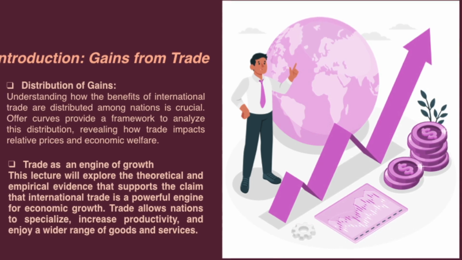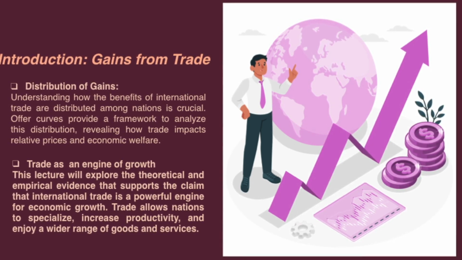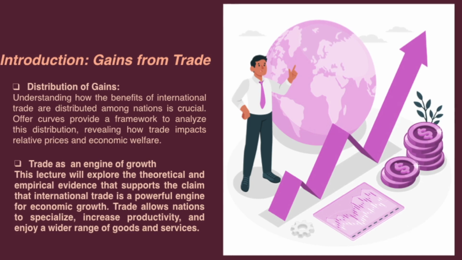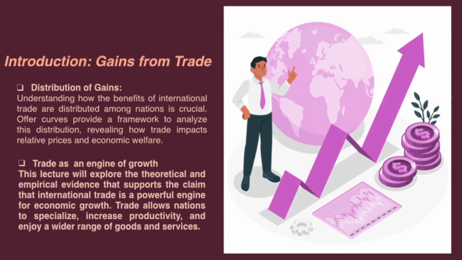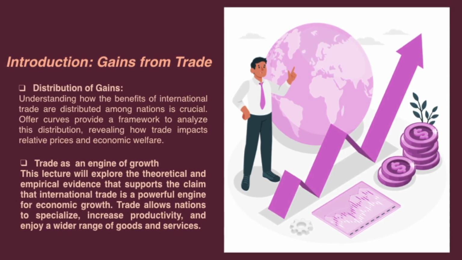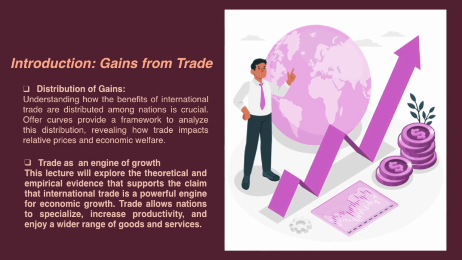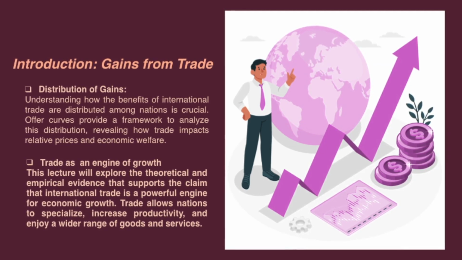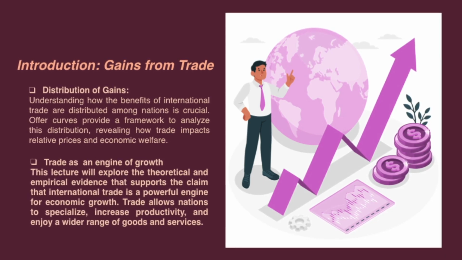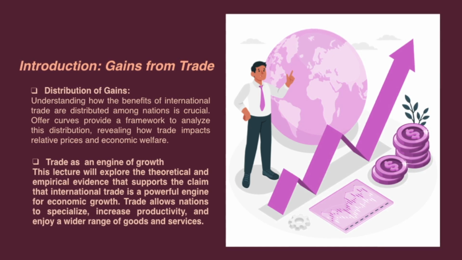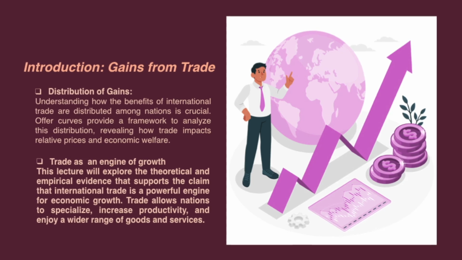Now, as I have already explained, the available literature explains the distribution of gain and the role of international trade in ensuring economic growth and development. Through the application of offer curve and the theory of reciprocal demand, economists like John Stuart Mill and David Ricardo have provided a framework for understanding the dynamics of trade and the benefit that accrues to trading nations.